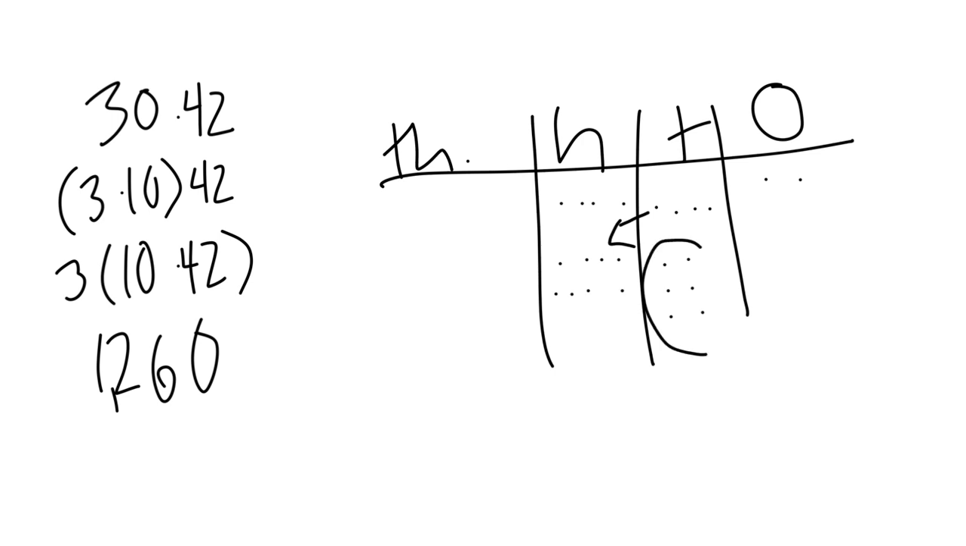So we currently have 6 tens and 0 ones, and then we will have 1200, 12 hundreds. So that is going to shift over to the thousands place. So we have 1260 for our last answer.